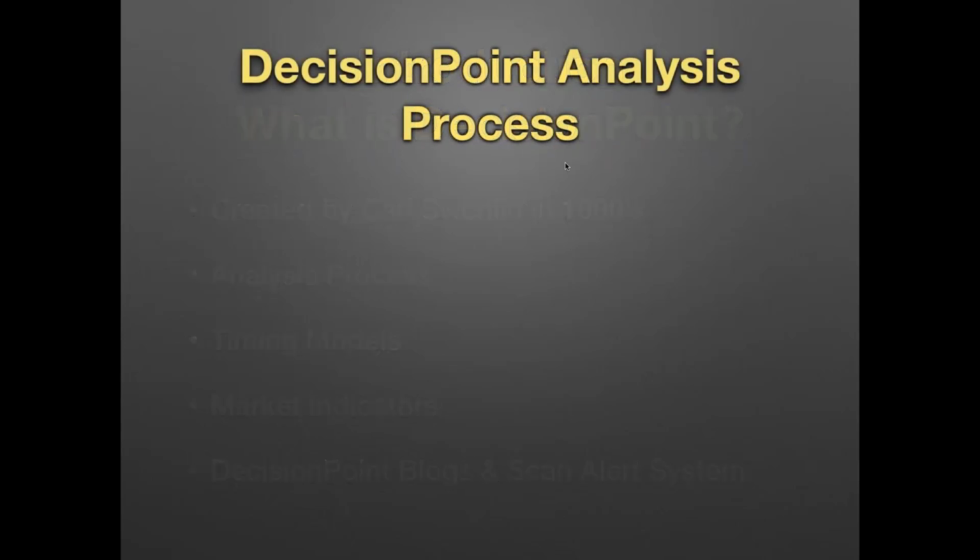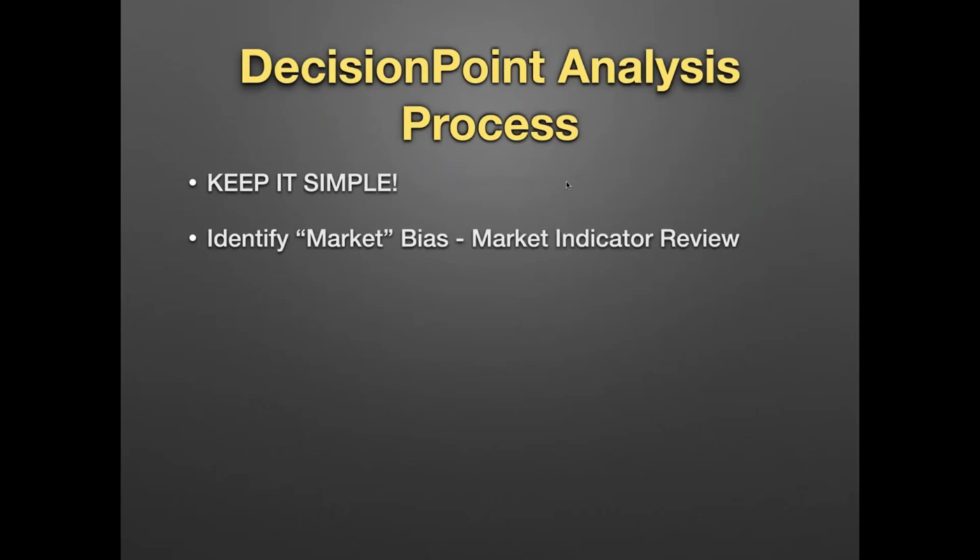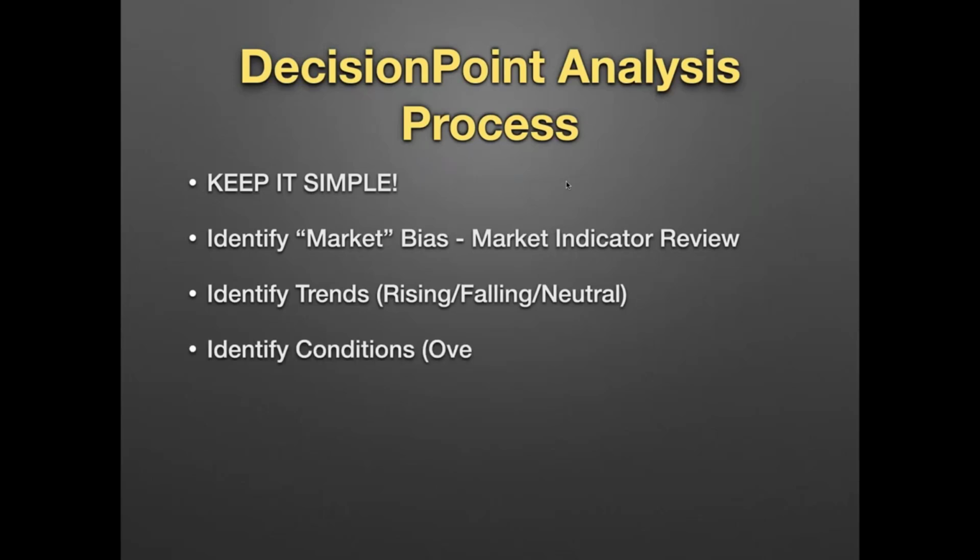All right. So the decision point analysis process, we want to keep it simple. We want to identify the market bias. We look at indicators at that point. We then identify trends because you can't invest in the market until you're comfortable with what the trend and the condition is of the market. So is it overbought? Is it oversold? Is it looking stronger, weaker? All of those things. So that's the condition of the market. So we want to know what the trend is and we want to know what the condition is. We need to know these before we can go and buy stocks.